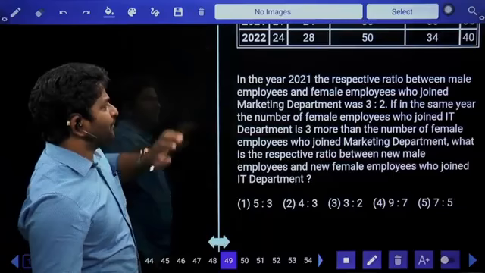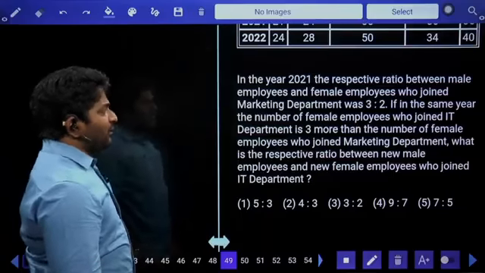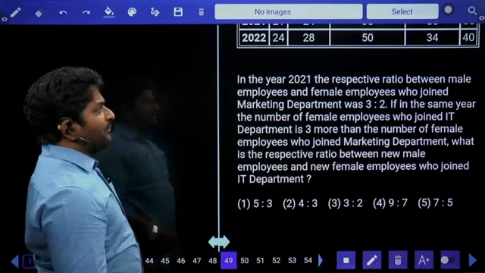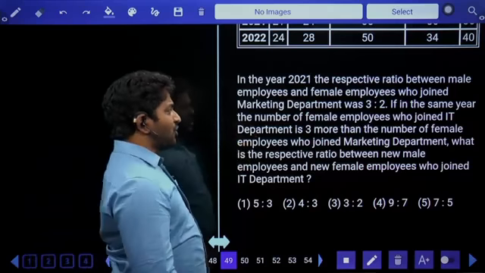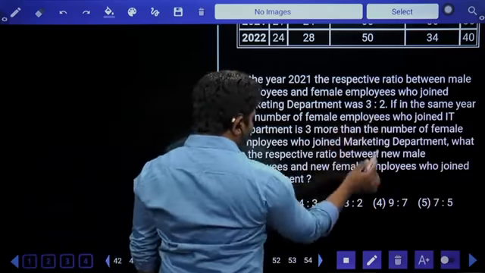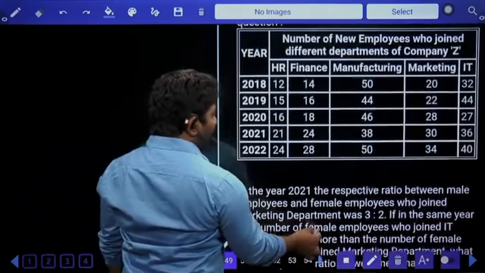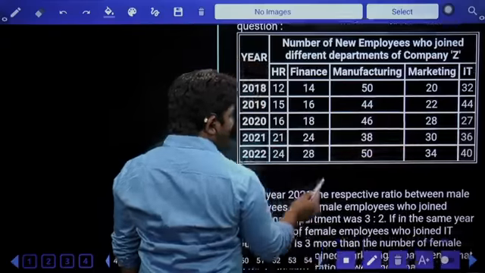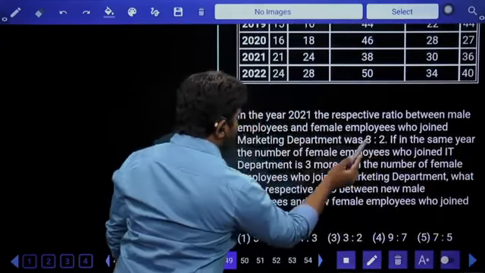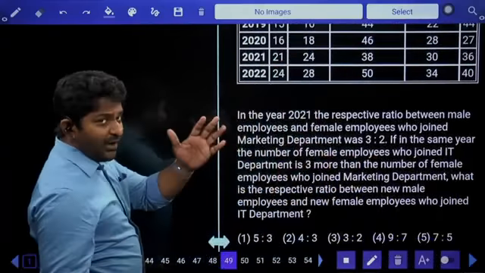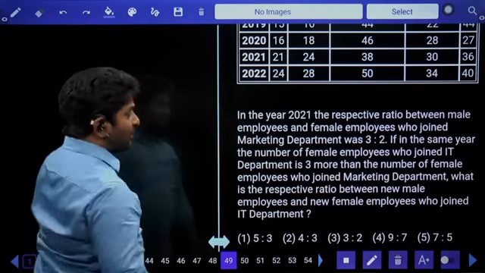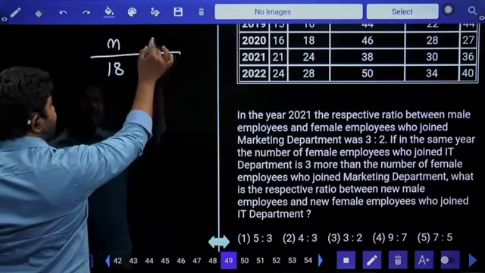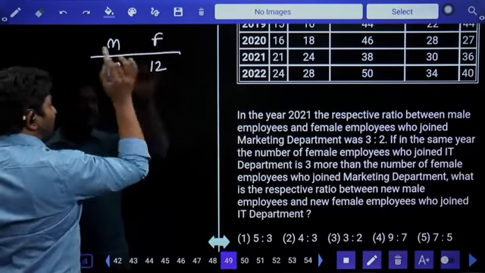Directly we can answer. Now in the year 2021, the respective ratio between new male employees and female employees who joined the marketing department was 3:2. In marketing in 2021 we have 30. Now 30 is divided into a 3:2 ratio. 5 parts we have, 30 we have, 1 part is equal to 6. Then male people are 3 parts, that is 18, and female people are 12.